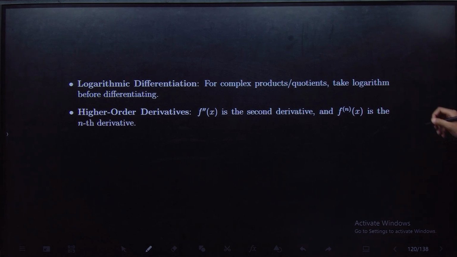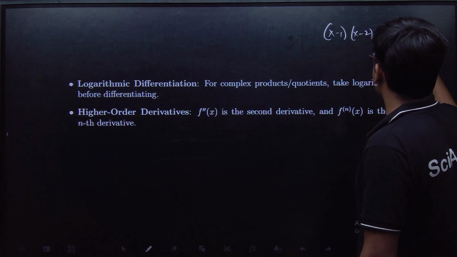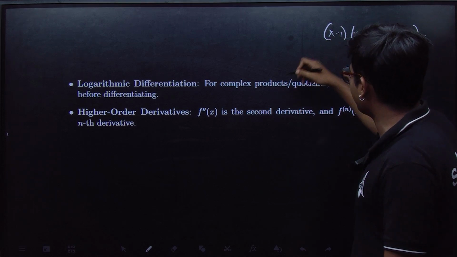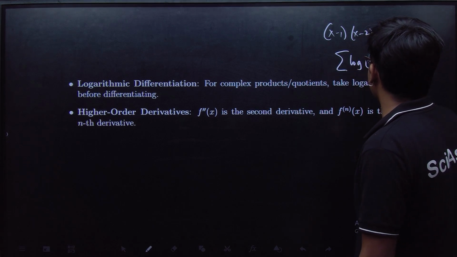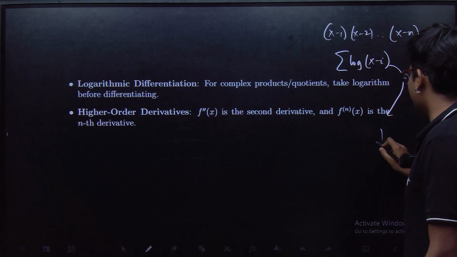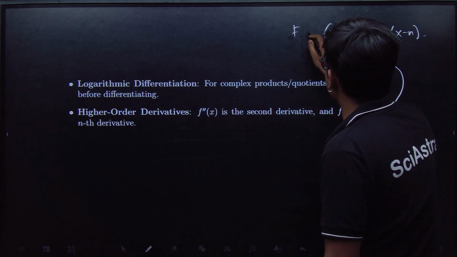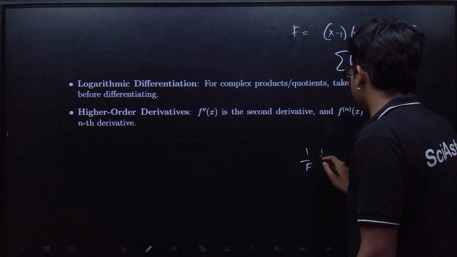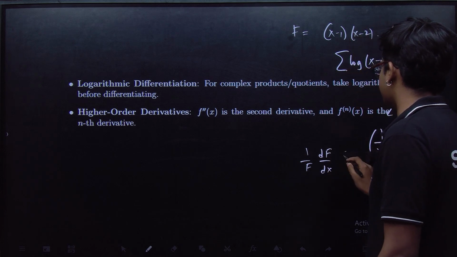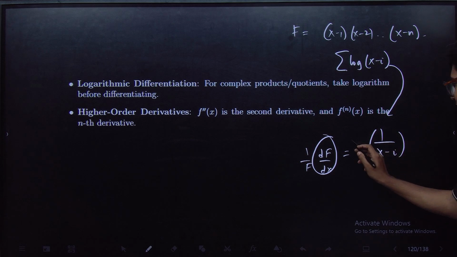For example, if you have something like x minus 1, x minus 2, all the way till x minus n, and I want to differentiate this function, what I can do is take the log of this, which will give me the summation of log of x minus i. Now when I differentiate this, I'll just get 1 by x minus i, and on the left hand side, suppose I call this function f, the log of f is equal to this, so I'll get 1 by f times df by dx equal to this, right? So what is the derivative? It's nothing but the function times this summation, okay? Clear? So that's the idea of taking logarithm.